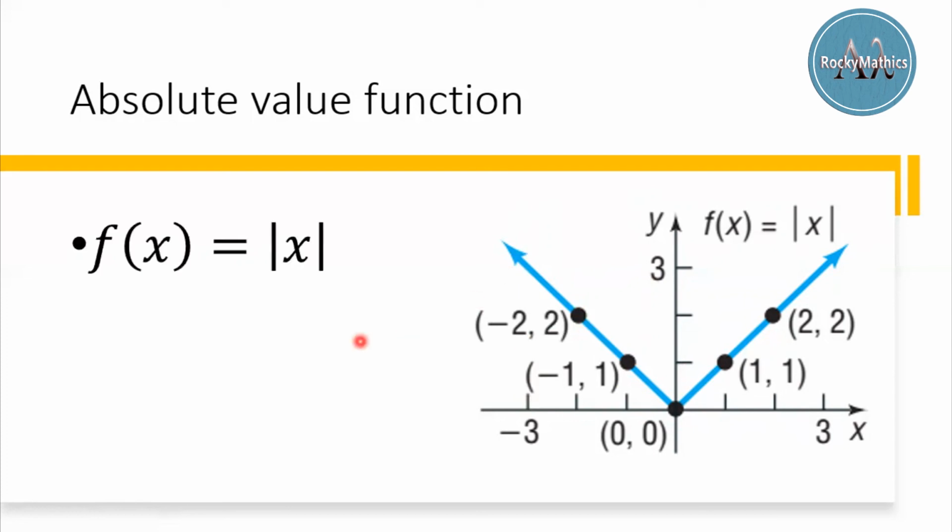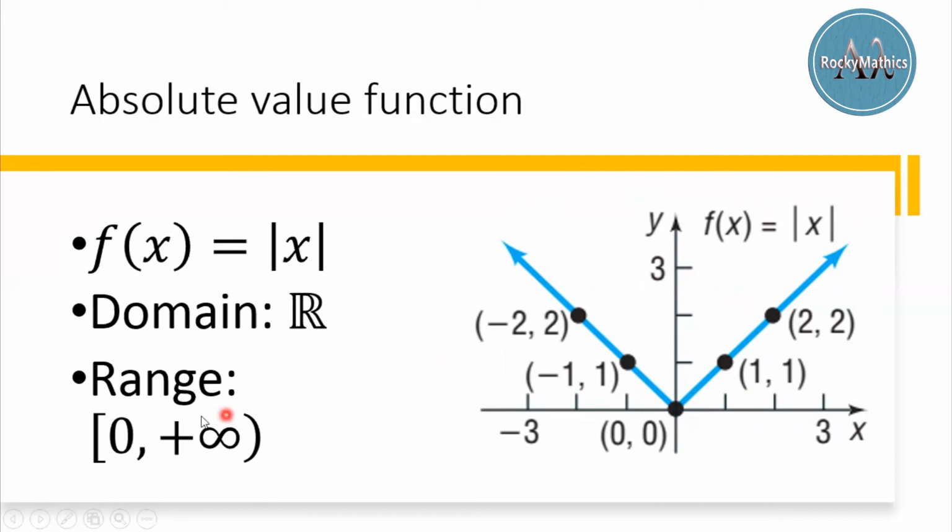What is the domain of the given function, the absolute value function? By just looking at the graph, we can say that the domain is the set of all real numbers, but the range is 0 to positive infinity. Meaning, the absolute value of any number is always positive, and it is 0 if x is 0.